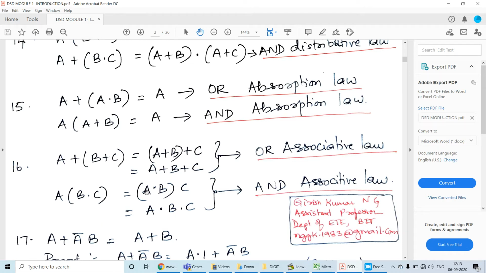Here A and (B and C) will be equal to (A and B) and C, or it is A and B and C. So this is the AND associative law.